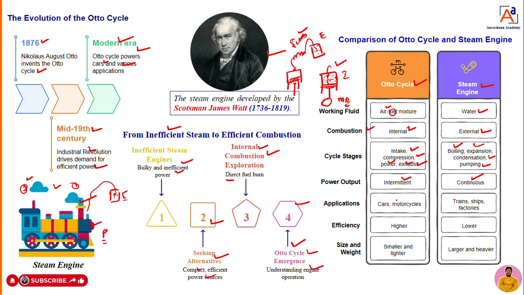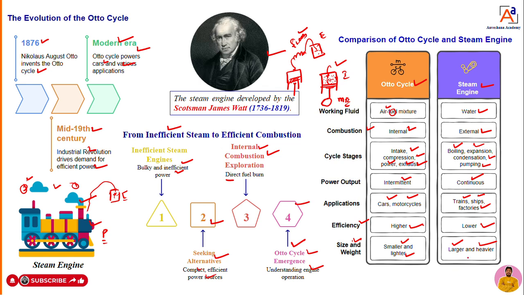And what are the applications of the Otto cycle? Dear students, you can take cars or motorcycles. But applications of steam engines are trains, ships and factories. The efficiency of the Otto cycle is higher when compared to the steam engine. As I told, dear students, this plays a very important role. The size and weight of the Otto engine is very small and it is lighter. The size is very compact and it is lightweight. But the steam engine is big or larger and heavier. The weight of the engine is too high.